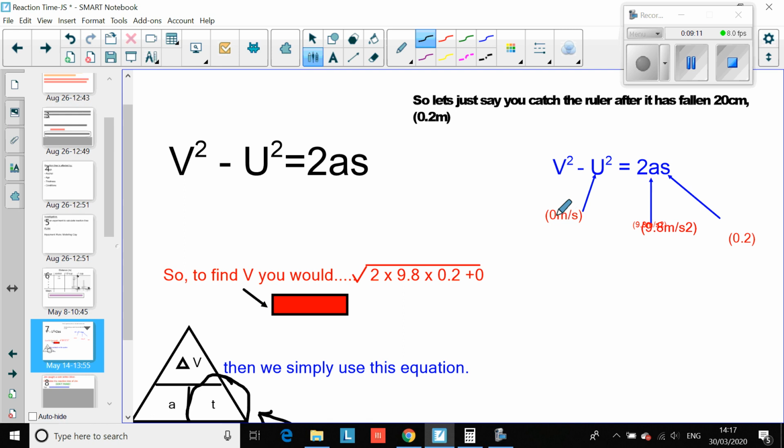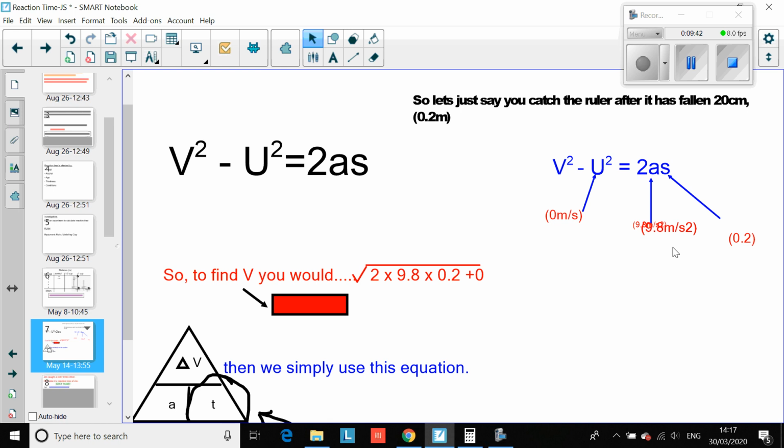So its initial velocity is 0 meters per second. Okay, 2 is just that, it's 2. Now this is the tricky one. We've got to try and think. Acceleration. Now, at what rate do objects accelerate when they fall? The rate at which they accelerate when they fall is 9.8 meters per second squared. Now you should be familiar with that number. 9.8 is the strength of gravity on Earth.